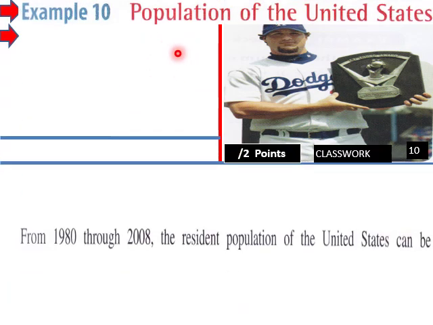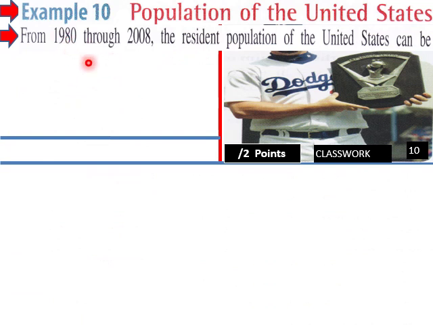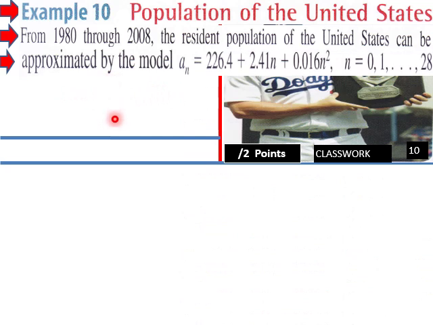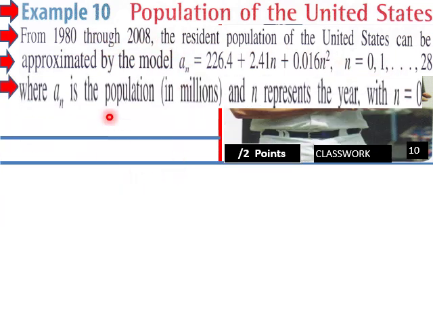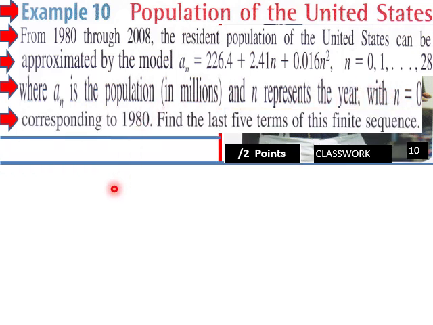Let's go into another one here. Population in the United States. From 1980 through 2008, the residential population in the United States can be approximated by this model here, where n equals 0, 1, 2, and it goes on up to 28. We start at 1980, we end at 2008, so we have a 28-year span there. a sub n is population in millions and n represents the year, with n equals 0 corresponding to 1980.